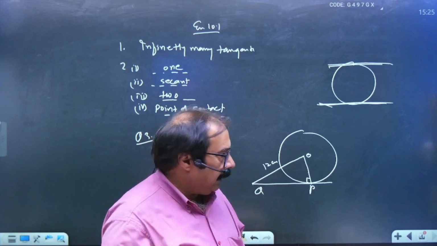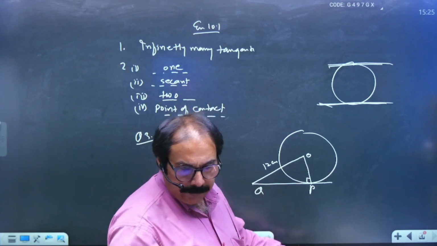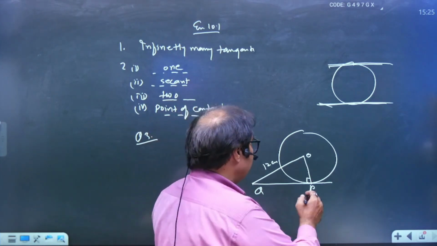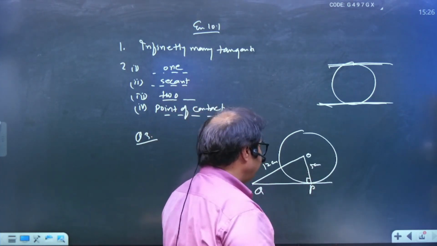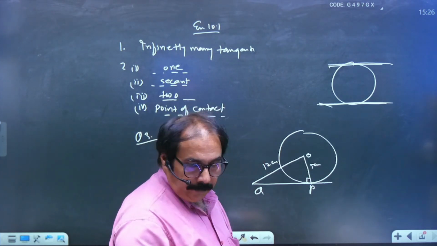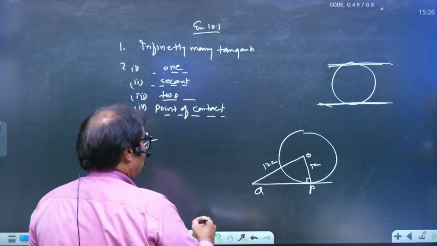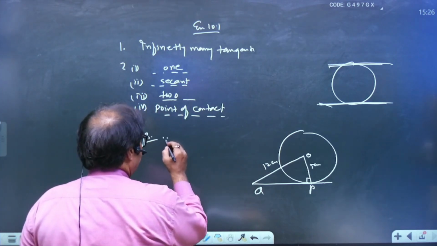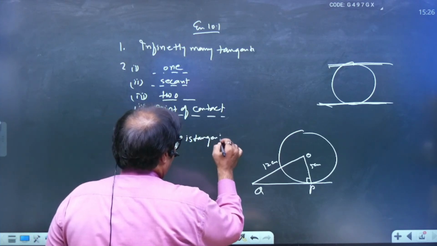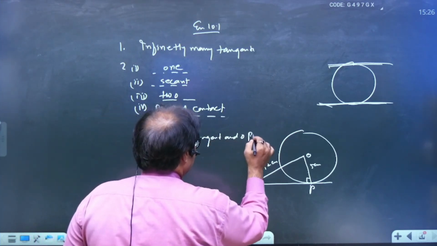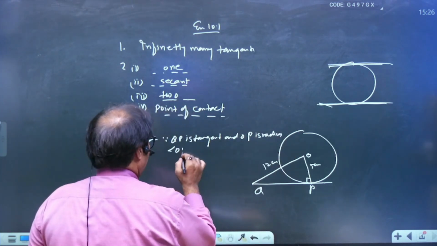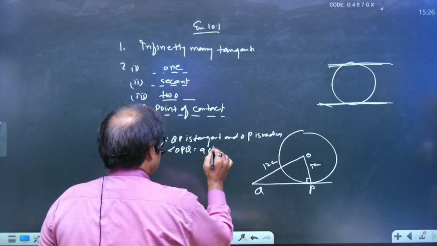Then we have to find the length of the tangent PQ. And the radius OP is given as 5 centimeter. Since QP is tangent and OP is radius, as per the theorem, angle OPQ is equal to 90 degrees.